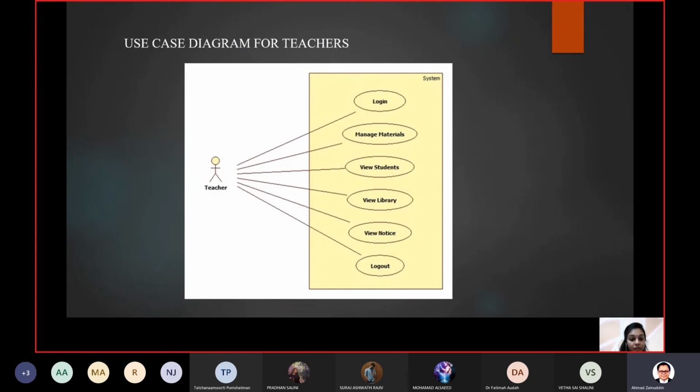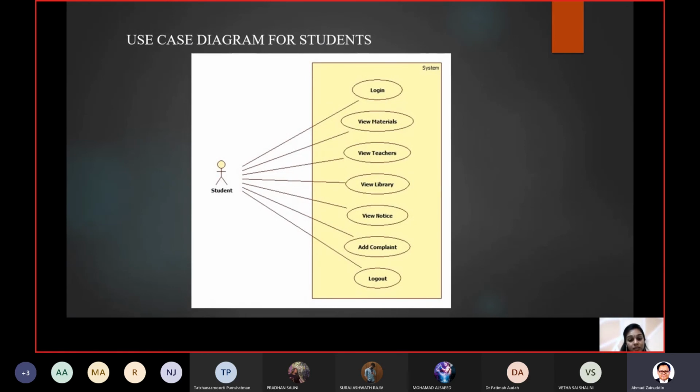For teachers, they have the ability to handle study materials for students on the day, and they can view whether the students are attending their class on time, and the percentage of attendance as well. They also have the right to look up which books are available in the library regarding their respective subject. And teachers can also access the notes posted by the admin.